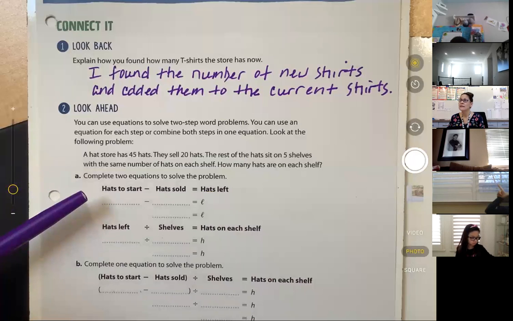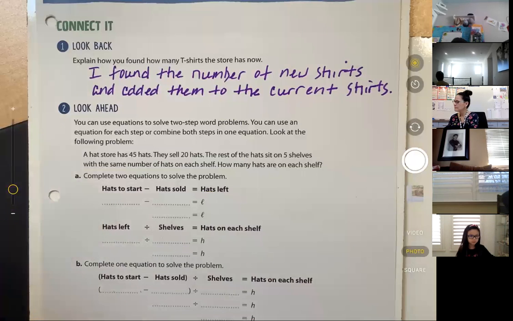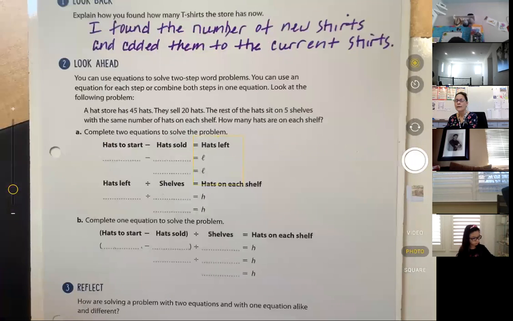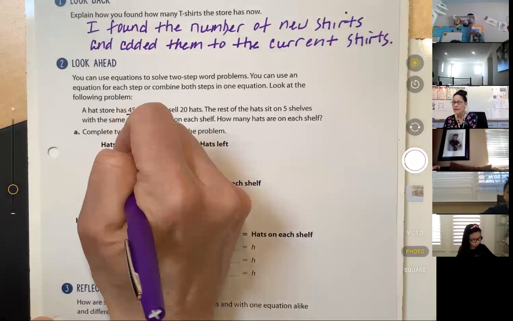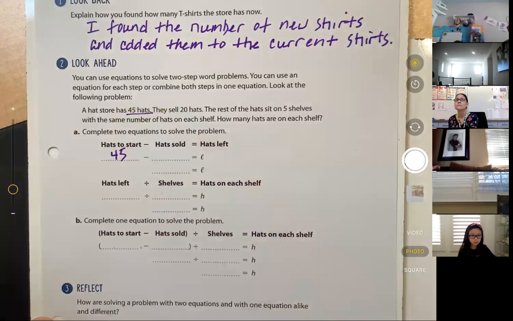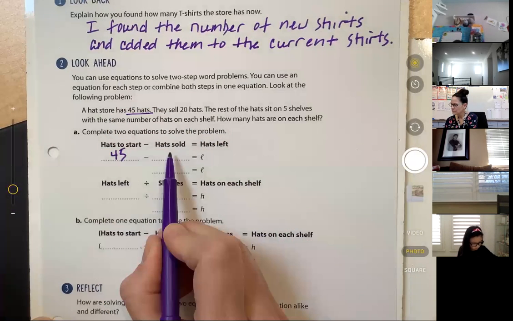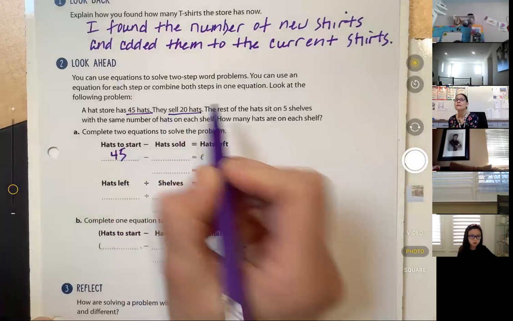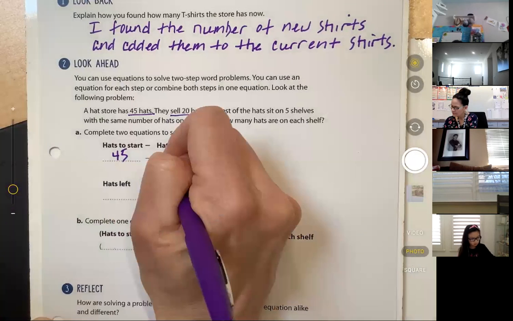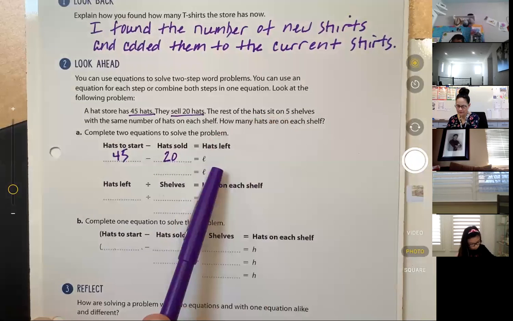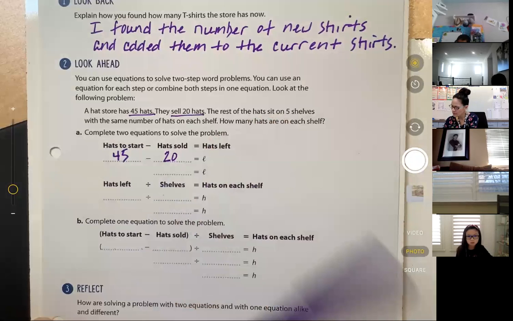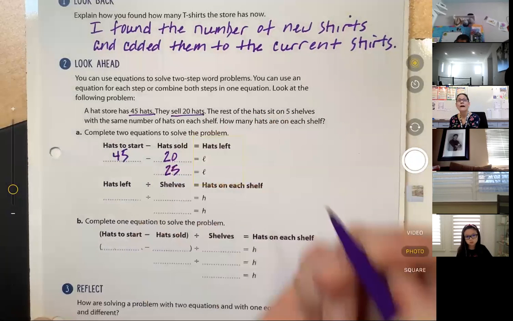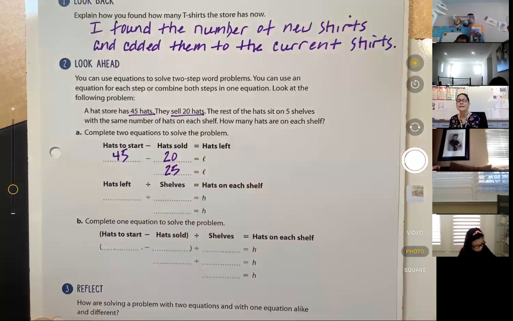So let's break this problem apart. Let's complete the equations to solve the problem. How many hats do we have to start? Well, we have 45 hats. How many did we sell? We sold 20. How many hats are left? 45 minus 20 equals 25. We have 25 hats left.